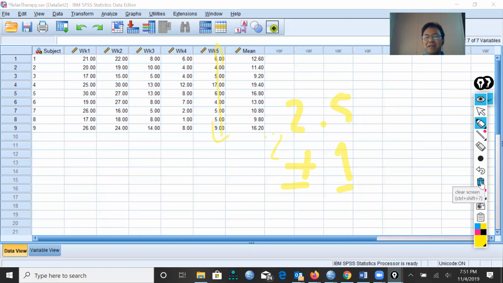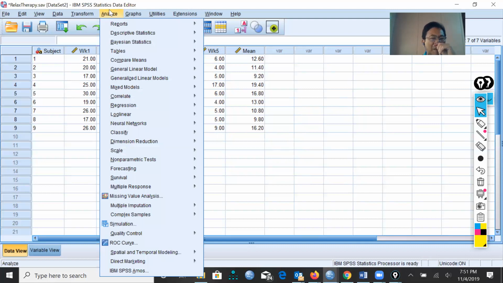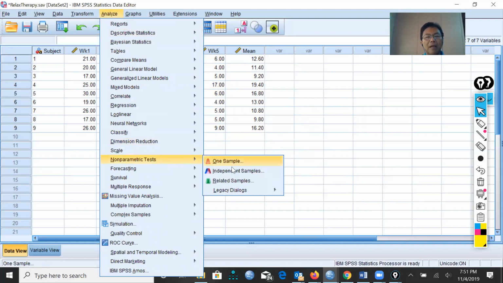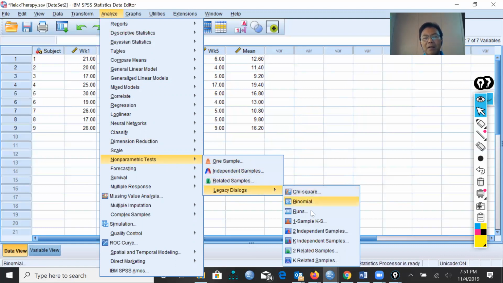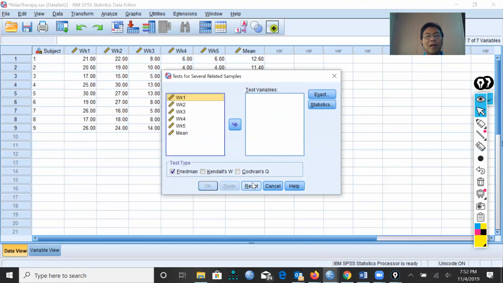So how do we do the Friedman's test? The Friedman's test is the non-parametric statistics equivalent to the simple repeated measures analysis of variance. To do that, you go to Analyze, Nonparametric, Legacy Dialogs, and K Related Samples. I've already gotten week 1 to week 3 here. And you notice that the default is Friedman's test.